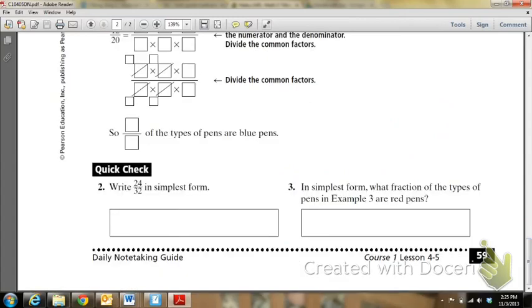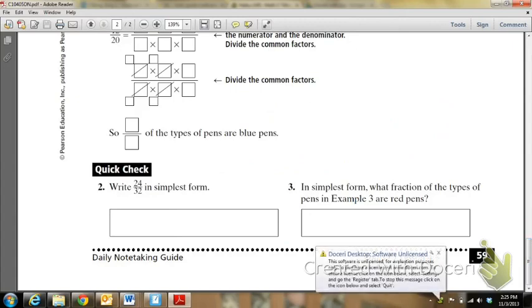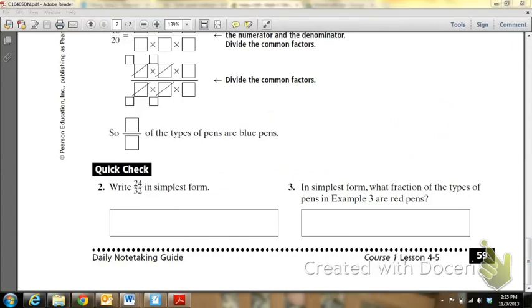Okay, in the quick checks, you're going to model these after the second and third examples. 24 over 32, you want to write that in simplest form. So you can use either method to reduce this fraction. You can either just divide by the GCF, you can divide it by any common factor until you can't divide any further, or you can do the prime factorization if you like that way. As long as you reduce 24 over 32 until you can't reduce it anymore.